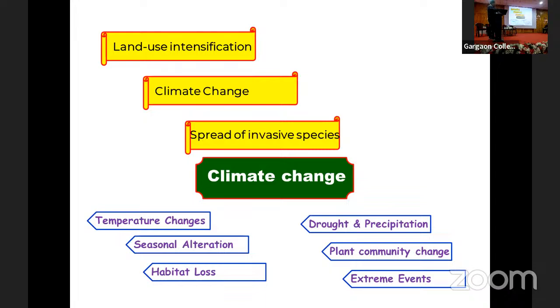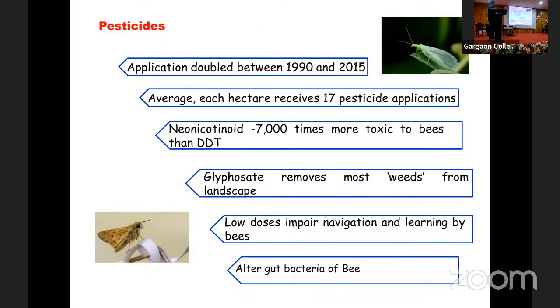So climate change like temperature, seasonal alteration, habitat loss. Seasons have already altered. Now agriculture is also going to recommend crops differently, because it has shifted. Earlier we grew a crop in April, but maybe now we have to grow it in March. Then habitat loss, extreme drought and precipitation, extreme events, and these are the major factors. And pesticide, of course, is one of the important factors.